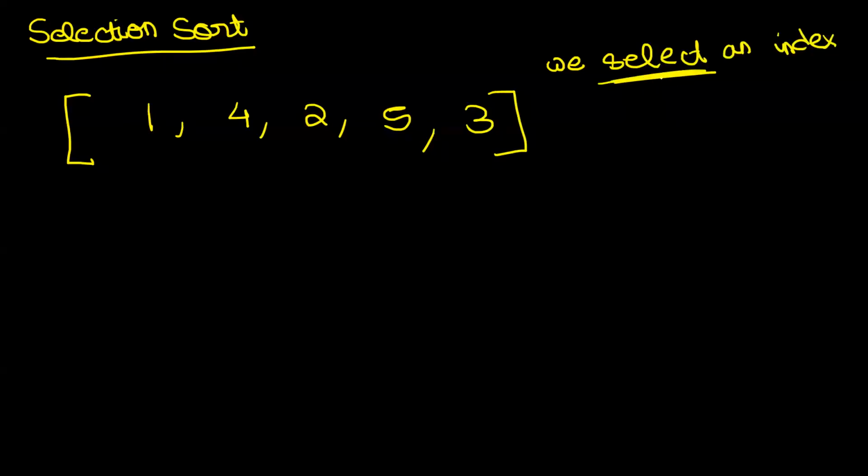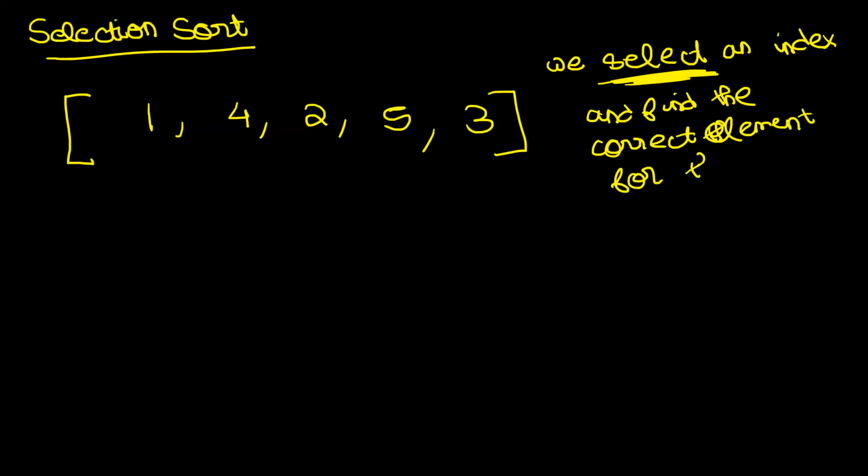In selection sort, we select an index and find the correct element for that index. Listen carefully. Selection sort is very easy to follow and understand if you actually pay attention. So I will be selecting indexes one by one and bringing the correct elements to those indexes. First of all, I select this index. I start with index number 0. So I have selected this index.